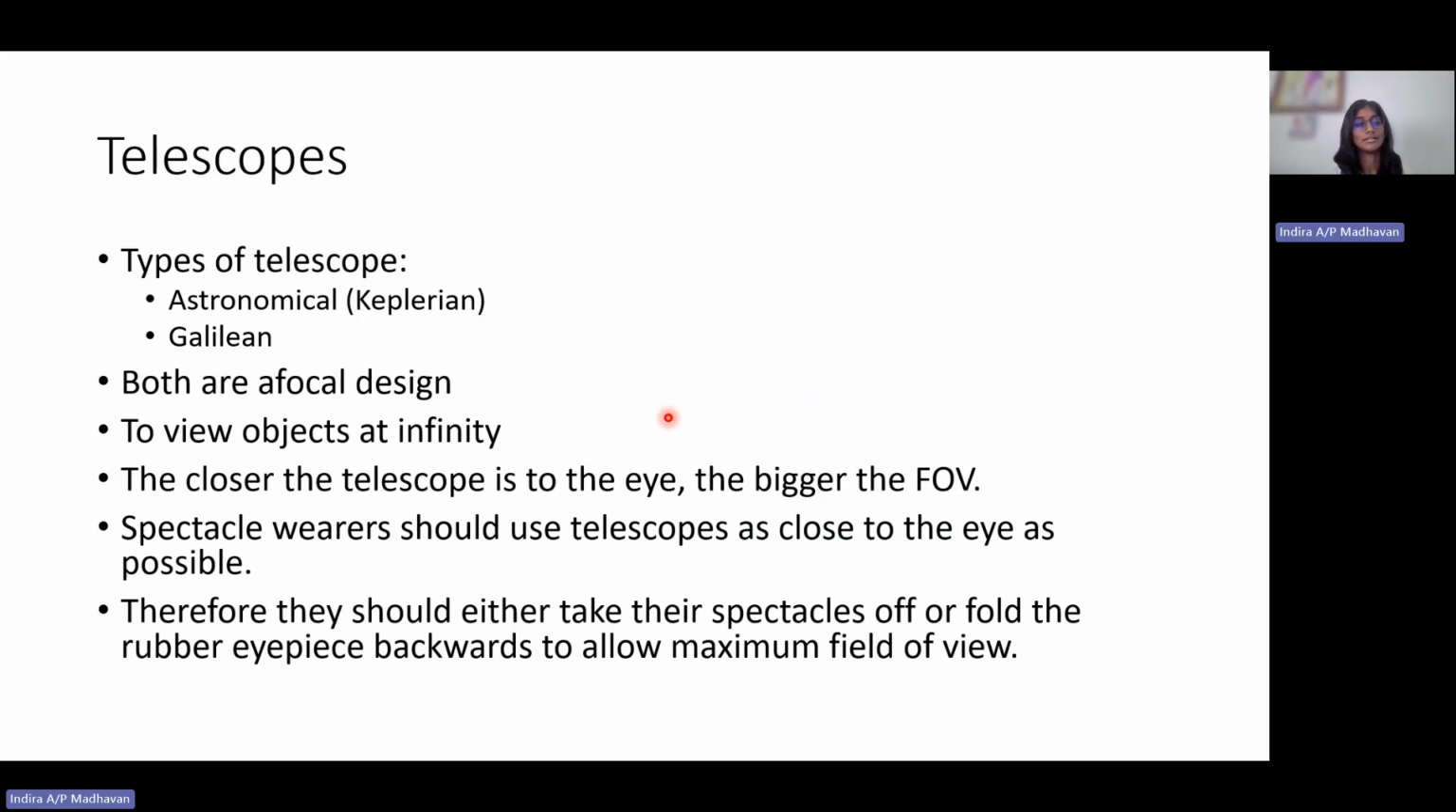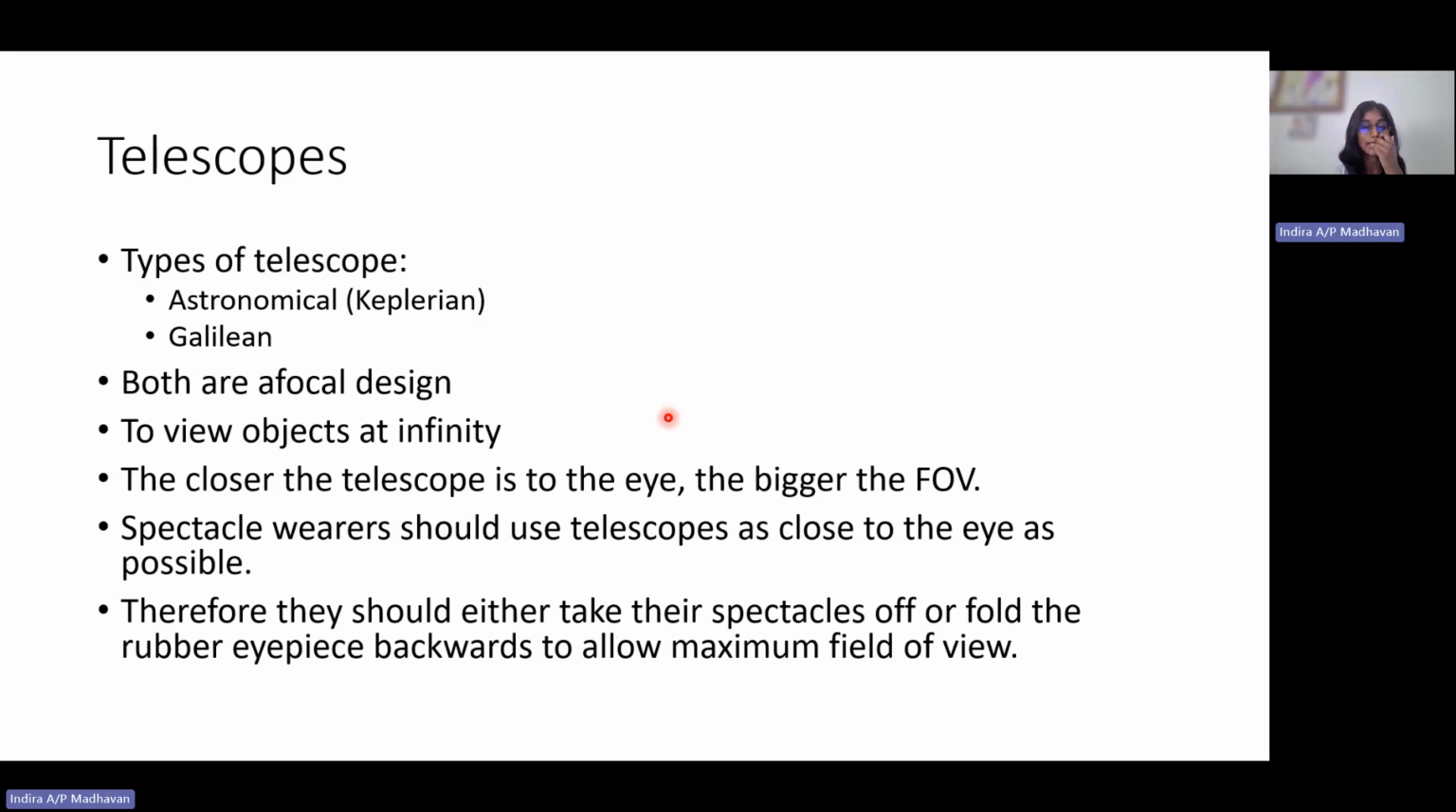Both these telescopes are afocal design. The purpose, as I mentioned earlier, is to view objects at infinity, far away. And the closer the telescope is to the eye, the bigger the field of view. So how to get the maximum field of view is by putting the telescope closer to the eye. If you put it further away from the eye, the field of view gets smaller. Spectacle wearers should use telescopes as close to the eye as possible because there's already a vertex distance. So using it closer to the spectacles will give them a bigger field of view.